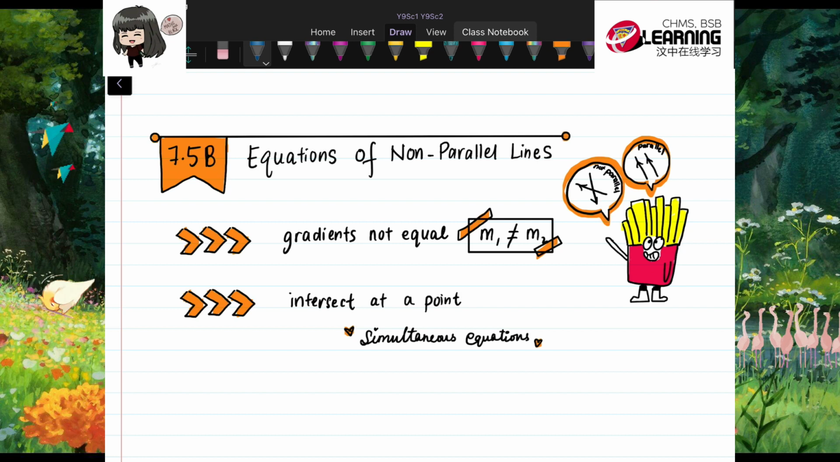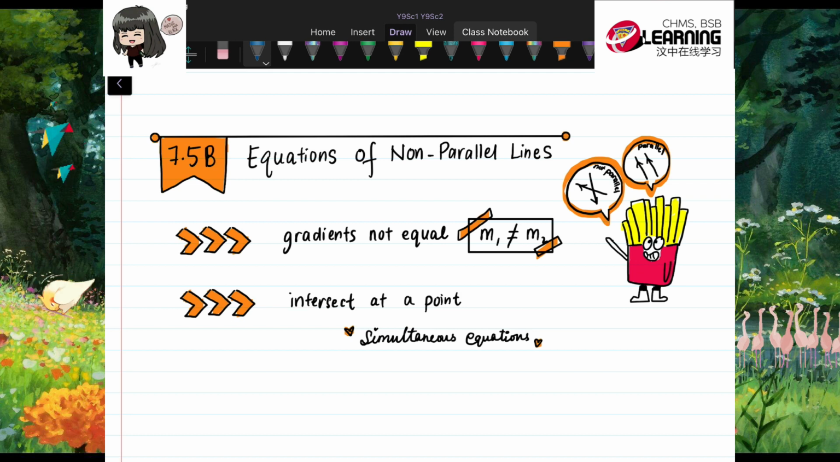It is 7.5, equations of parallel lines, and we have 7.5 part B, the second part of the equations, where we're going to learn about non-parallel lines. Parallel lines: if we are given two parallel lines, the equations are not the same, but both of the gradients are the same. The only difference is the c, but the slopes are the same.